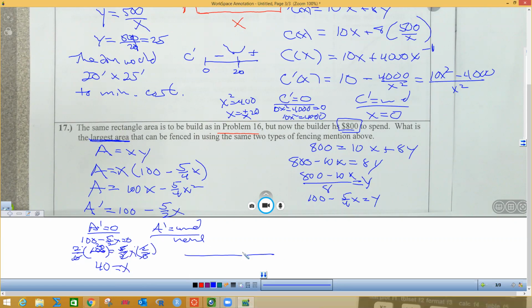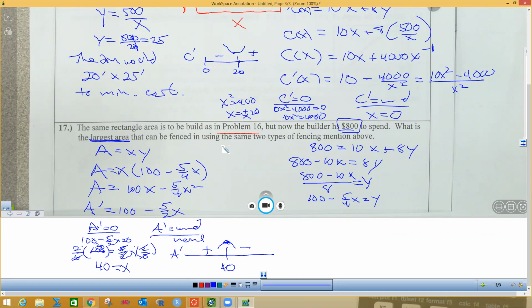Now again, I am trying to maximize the area. So I want to make sure that 40 is a maximum for A prime. Okay? So I'm going to stick 1 in here. So 100 minus 5/2 is definitely a positive. So this graph is going up on this side. Then I'm going to stick in 50 here. So 25 times 5 is negative 125. So that's a negative. So I hope we can see that's going to be a maximum right there.